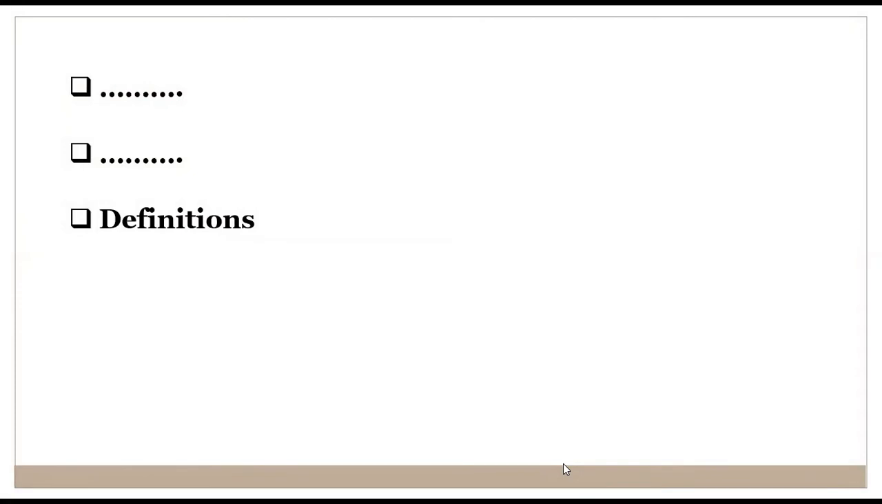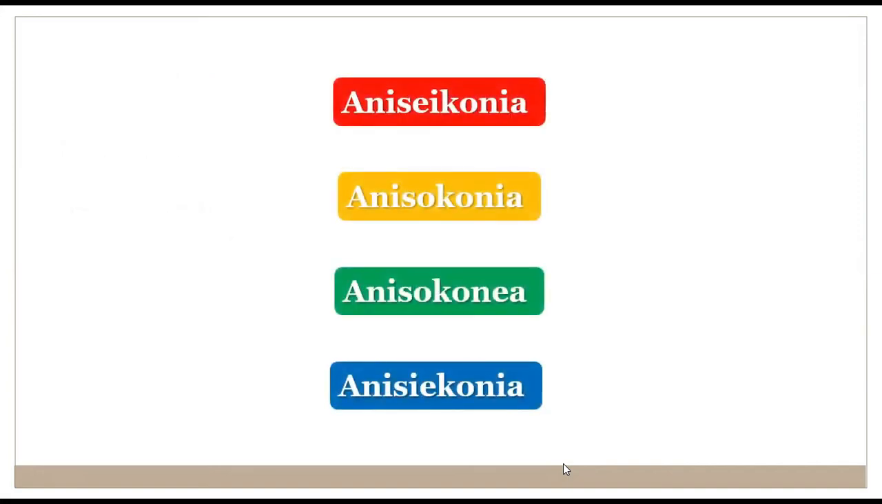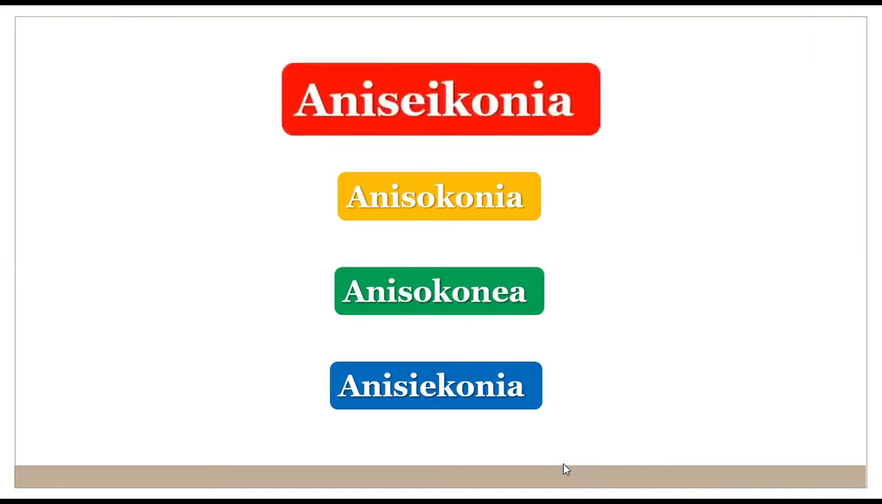Before I get into the definitions, let's have a look at 2 points here. The first one is about spelling, and this is especially important for non-native English speakers like me. So, which of these choices represents the correct spelling for aniseikonia? If you choose the first one, this is the correct spelling. So kindly note that there is no O after S and we have EI, not IE.